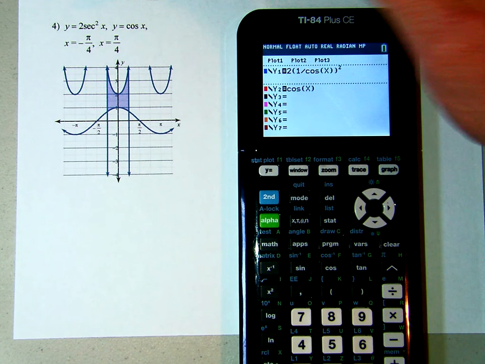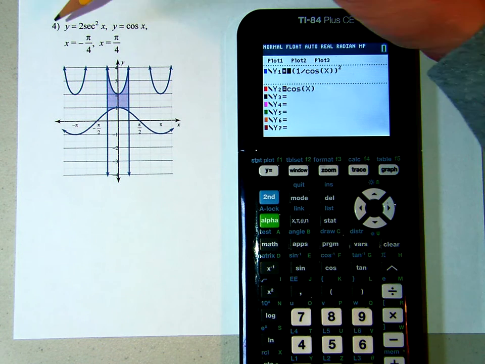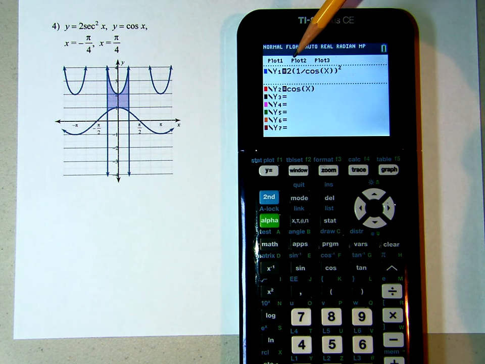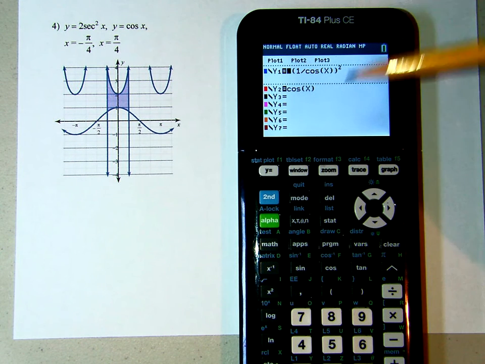So to type in 2 secant squared of x, we don't have a secant function on our calculator that we can directly type in as it appears on the page. So we have to use the fact that secant is the reciprocal of cosine. So you have the 2, which is the coefficient in front, and then you type in secant as 1 over cosine, and that entire quantity gets squared. That's a safe way to type in 2 secant squared in your graphing calculator and have it produce the correct graph. The other y is just cosine of x. There's nothing interesting happening there.